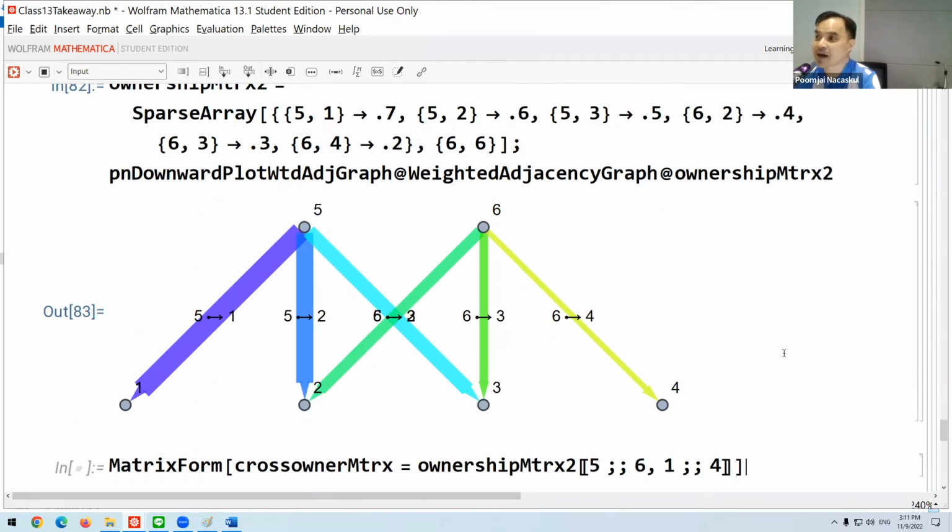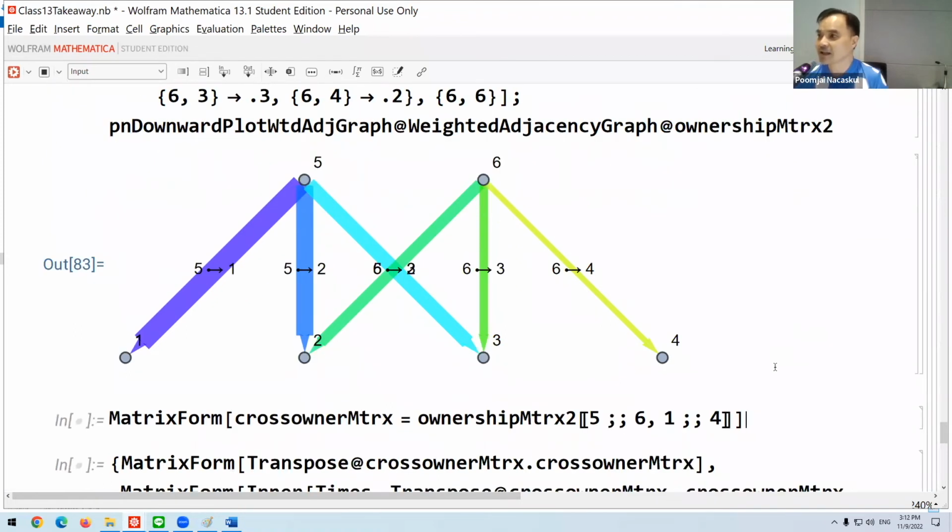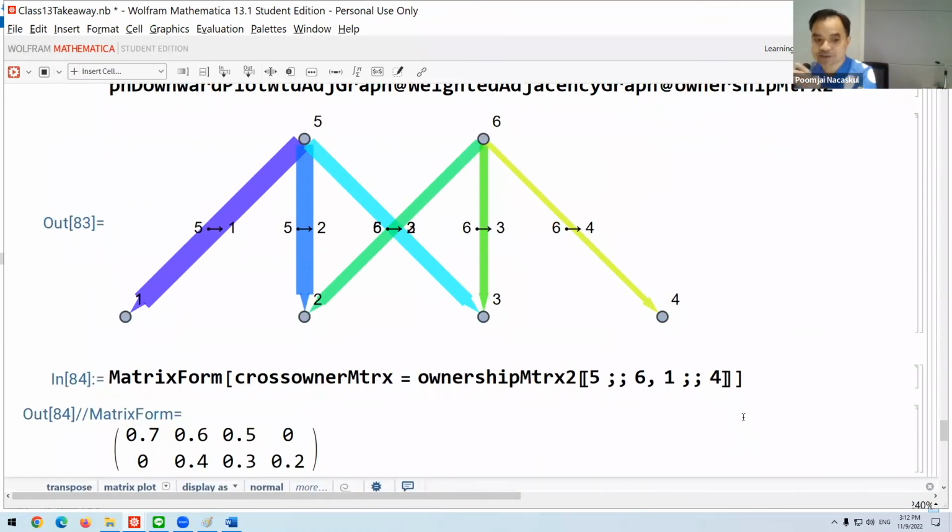I want a bipartite version of this. Remember, bipartite is just companies on one side, people on the other. So I just take this. So that's what it looks like. Okay. So 5 owns 70% of company 1, 60% of company 2, 50% of company 3. 6 owns 40% of company 2, 30% of company 3, and 2% of company 4. So this is a bipartite, right?